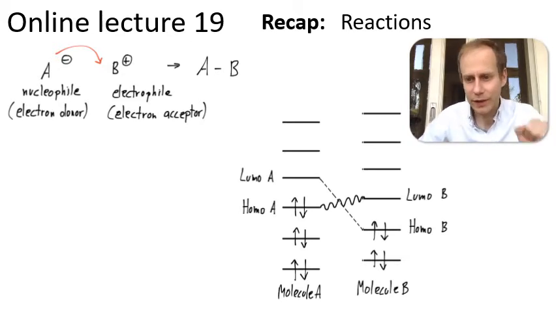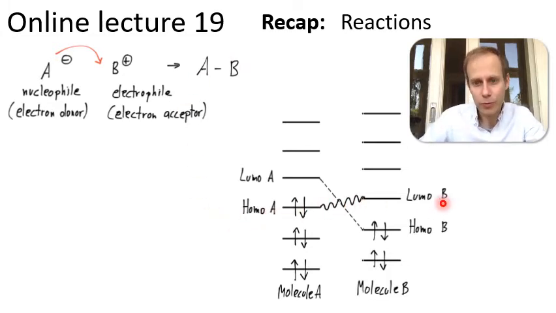So to identify the orbitals that are involved in the formation of this covalent bond, we need to identify the HOMO and the LUMO that are closest in energy to each other. So in molecule A here, this is HOMO A, and in molecule B, LUMO B. So those are the closest in energy. The filled orbital reacts with an unfilled orbital, that both have the closest energy match.